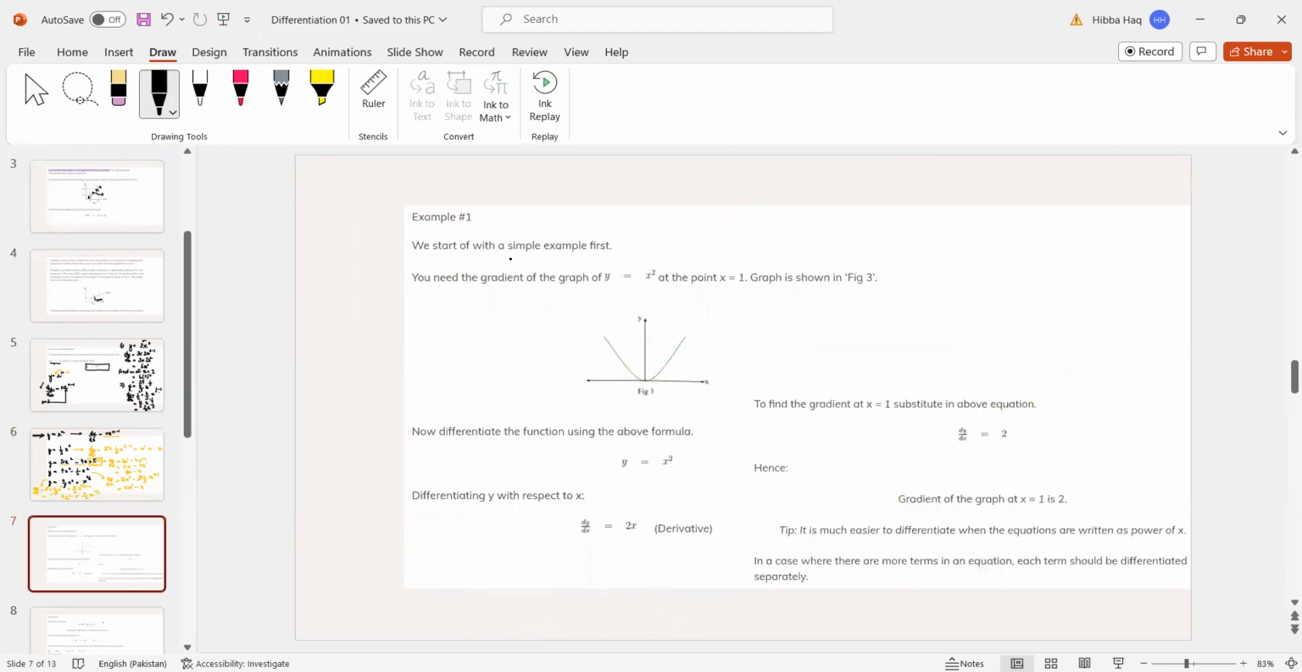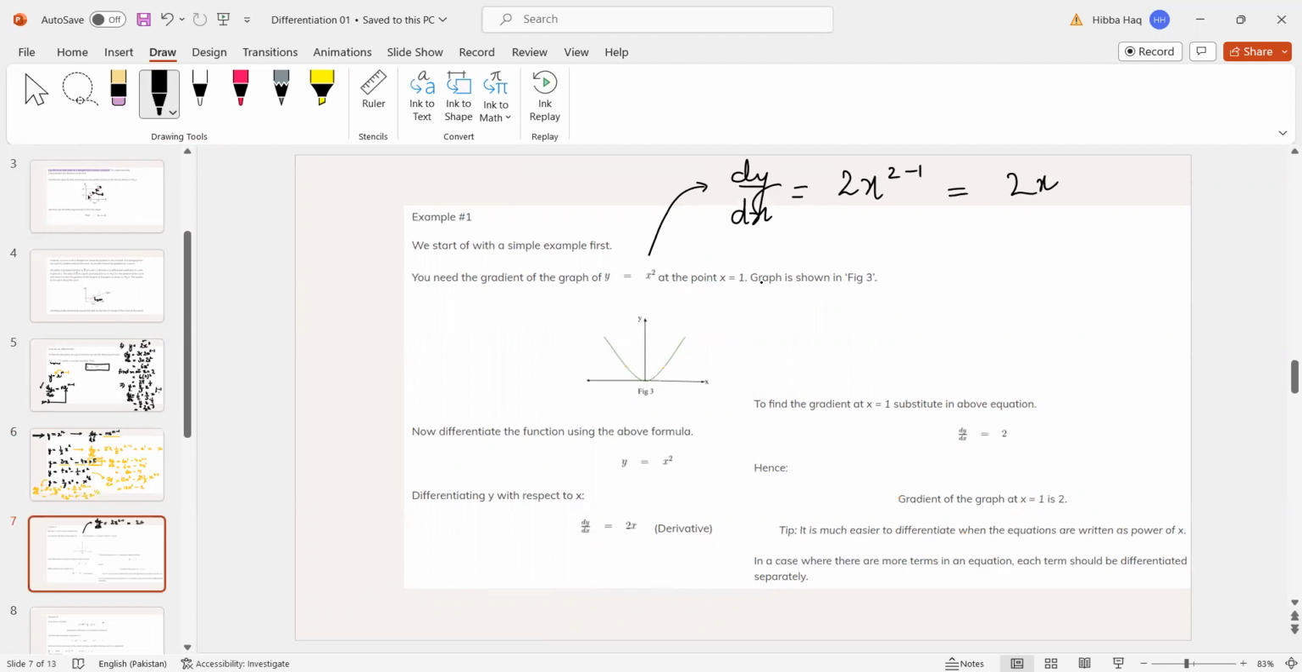Likewise, here's an example. It says that you need the gradient of the graph y is equal to x squared at the point x is equal to 1. So when you need the gradient of the graph of y is equal to x squared, first you're going to differentiate it. So dy upon dx, 2 gets multiplied, x^(2 minus 1), which is basically 2x.